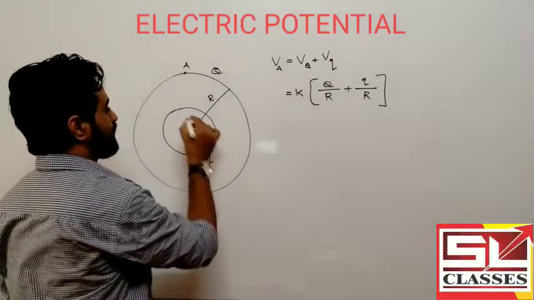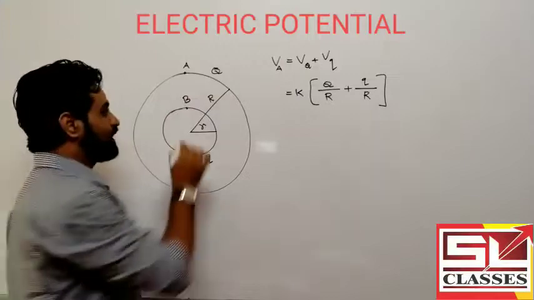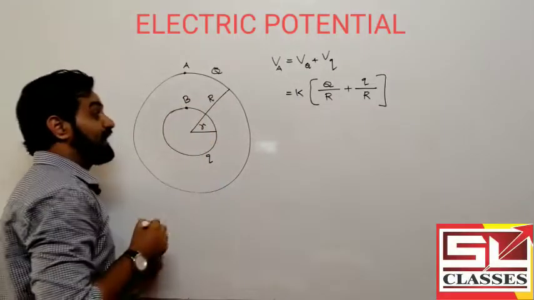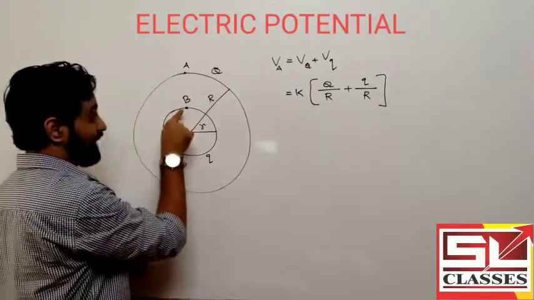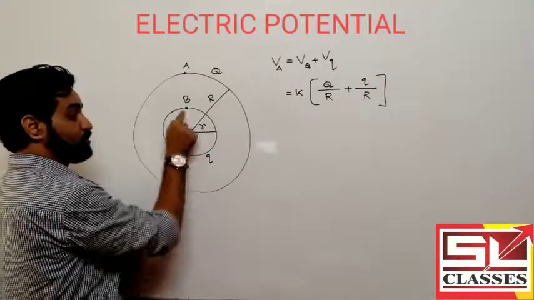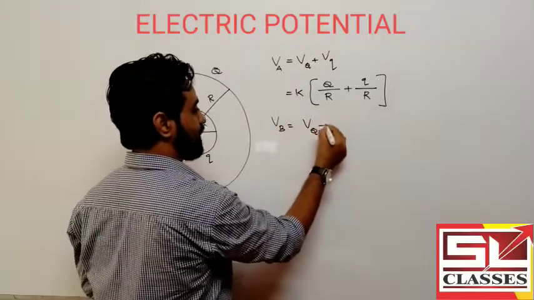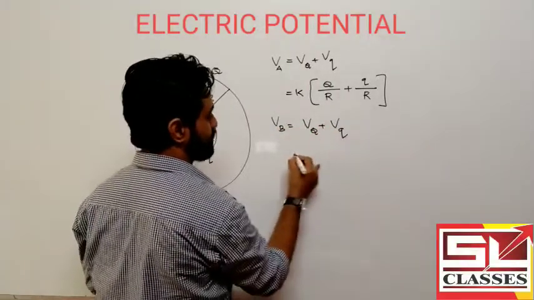Got it? Now we take a point here, that point may be B. Then at this point B, again we have two potentials, potential due to capital Q and potential due to small q. So what is the potential at B? That is potential due to capital Q plus potential due to small q.